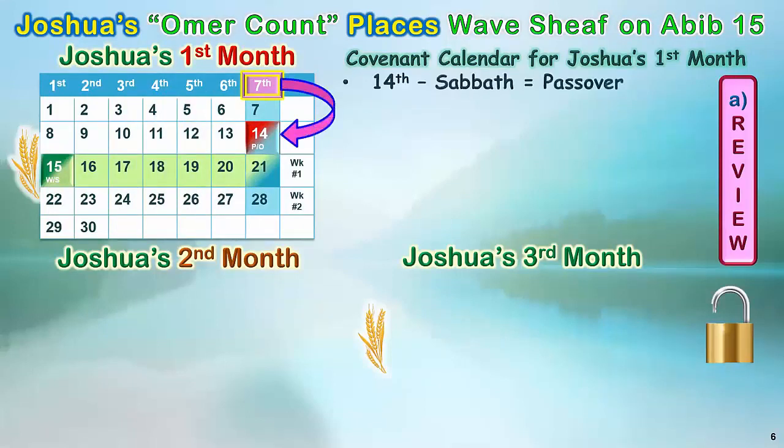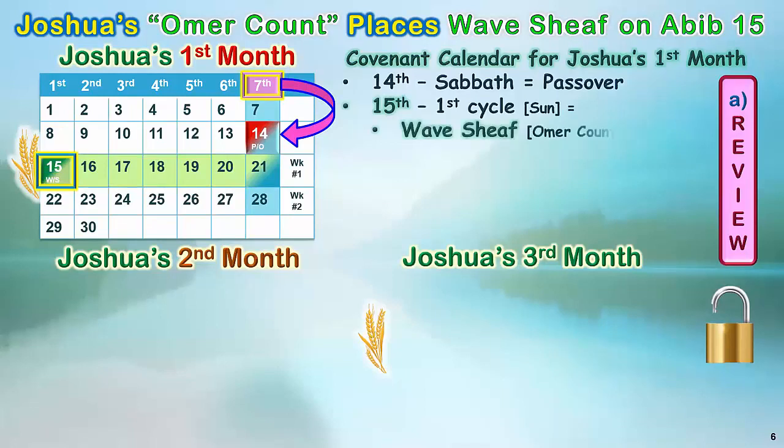On the 14th is the Sabbath and Passover. This is according to Joshua in the first month of the covenant calendar. You'll see there, Passover on the 14th. Note that it's on a 7th-day Sabbath. Please note that carefully. And wave sheaf is on the first cycle after the 7th-day Sabbath.